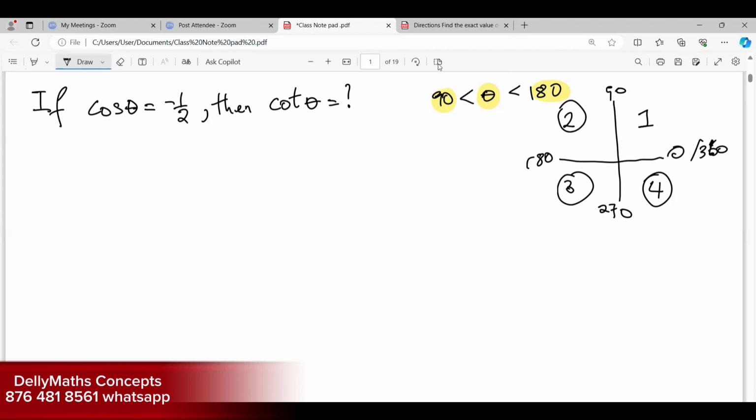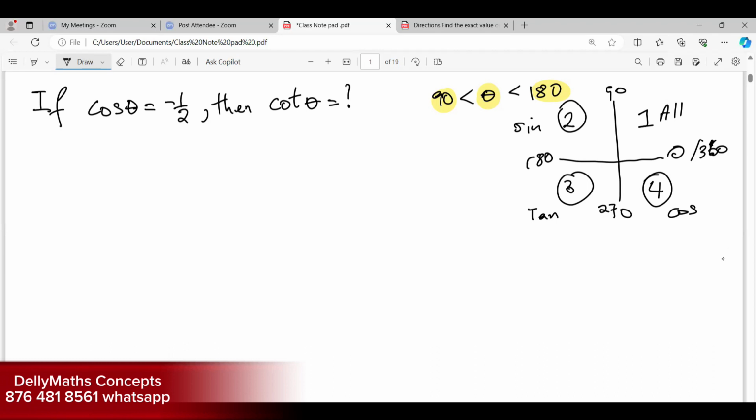In addition to that, we want to make note that all the trig functions are positive in the first quadrant. Sine is the one that is positive in the second. Tangent is the one that is positive in the third. And cos is the one that is positive in the fourth. So apart from those that are positive where they are, everybody else will be negative.